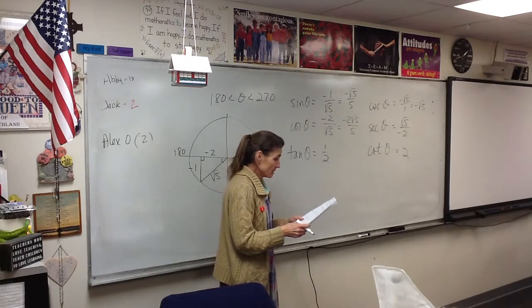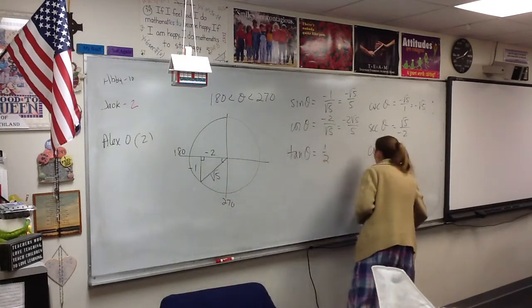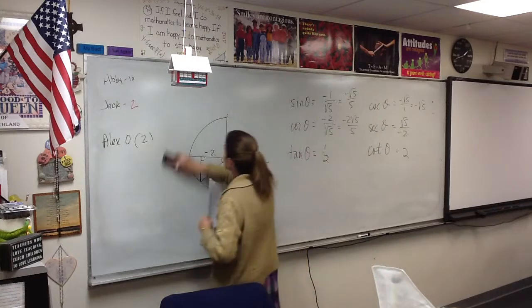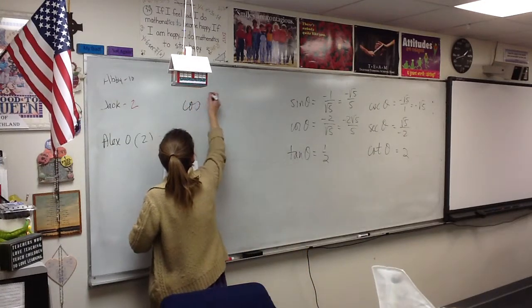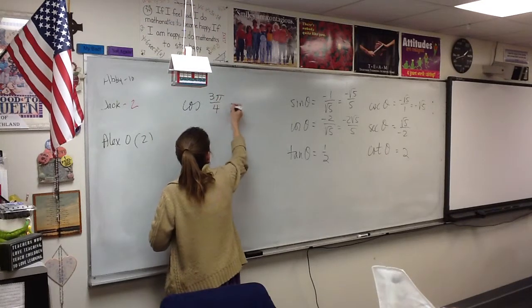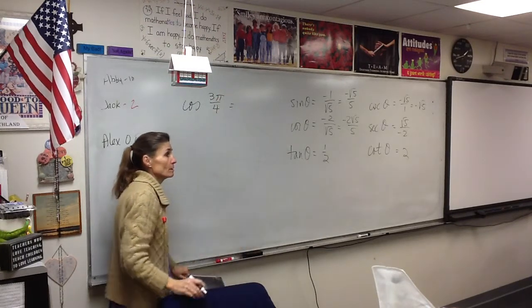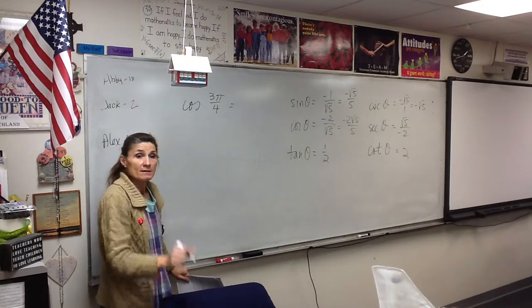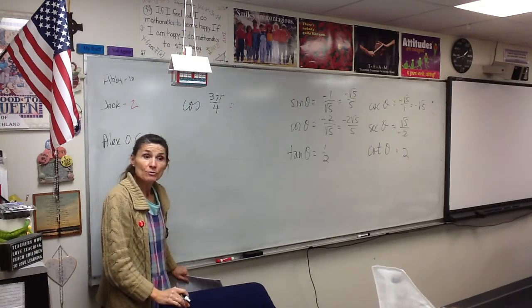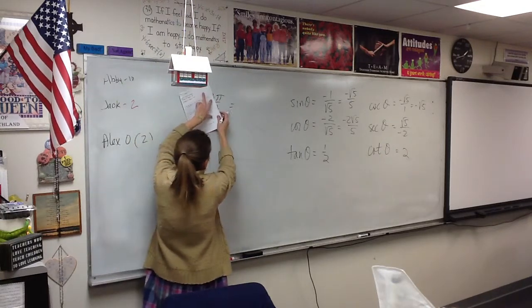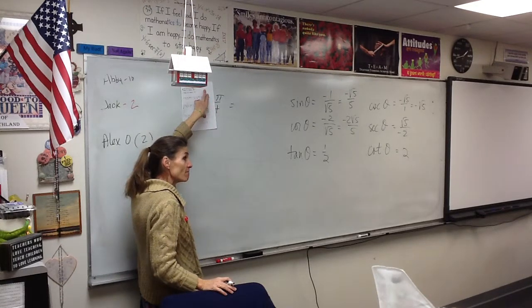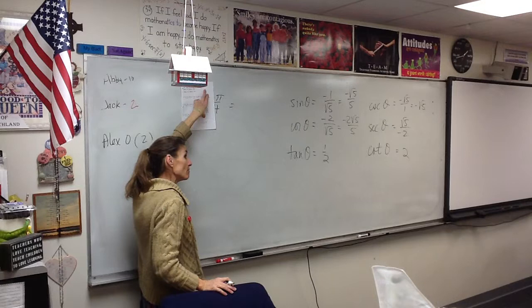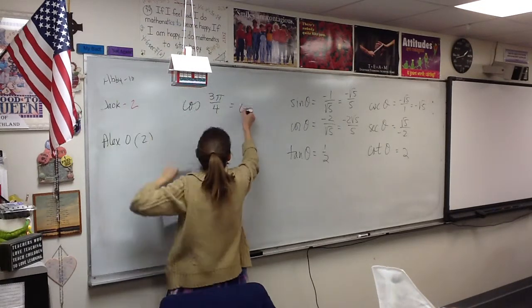Okay. 5A, there are several problems in this section. Let's see if we can get them all done. Find the cosine of 3π/4. Well, you need to find the degree measure, and we know how to do that. You're going to divide by 4, which is 45, times 3, because pi is 180. Divided by 4 is 45. Times 3 is 135.